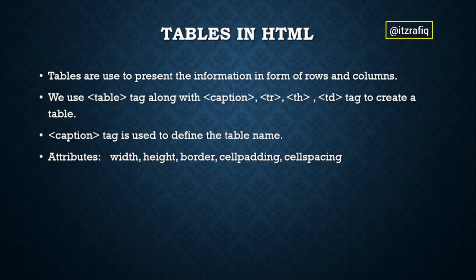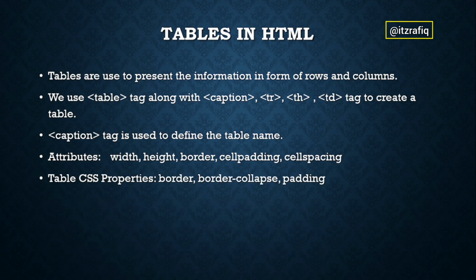Attributes of the table tag are width, height, border, cellpadding, and cellspacing. Here cellpadding means the empty space between the border and the content of the cell, and cellspacing means the space between two cells.